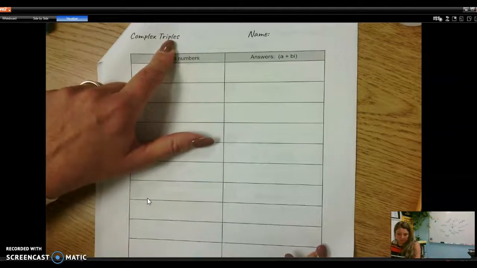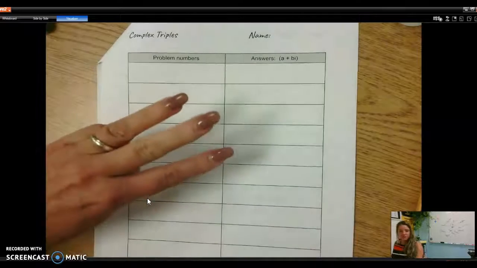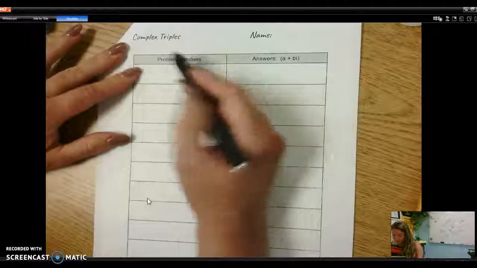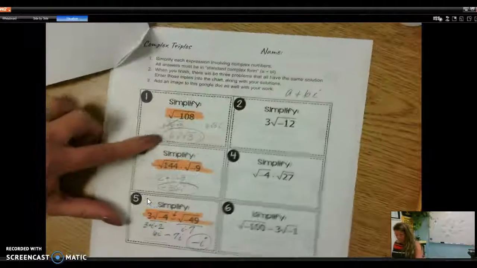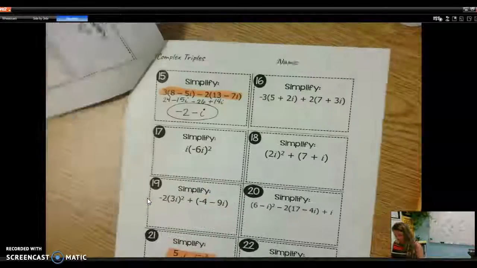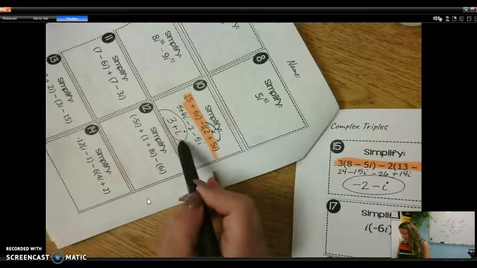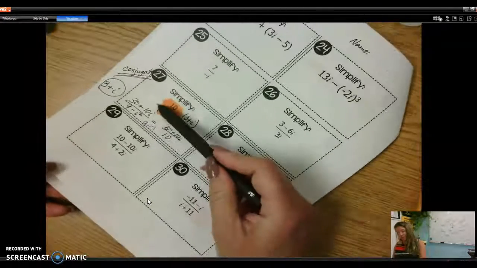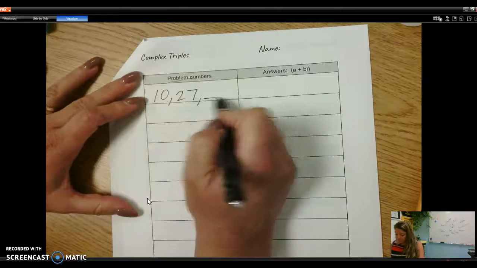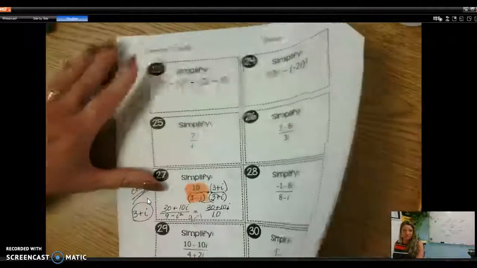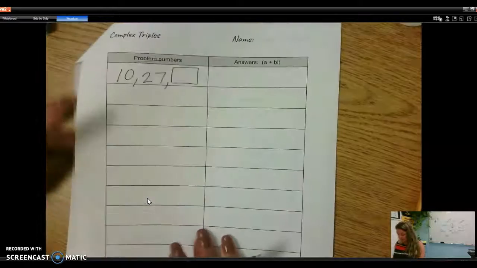Okay? All right, here's how the complex triples part of it works. There are 30 total questions, but there are 10 triples. So that means that there are going to be 3 problem numbers that have the exact same answer. Okay, that's what that means. So if I look at the answers that we had before, I'm looking for matches. Oh, I see one right here. Here's a 3 plus i, and we just got that back here on number 27. So on that chart, I'm going to write problem number 10 and problem number 27. And there should be one more somewhere in these problems that I do, but that answer was 3 plus i.